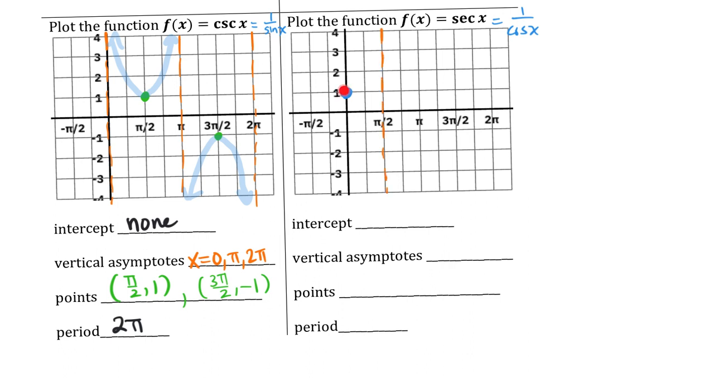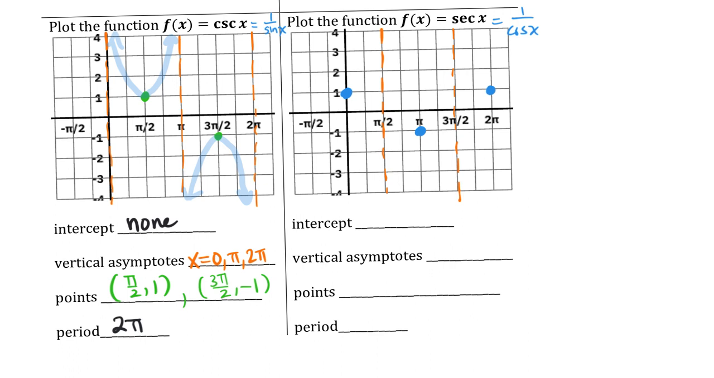So cosine goes 1, 0, -1. If I flip -1, 1 divided by -1 is -1. And then I normally go back to 0, but if I do 1 divided by 0, undefined. And then if I keep going, where am I going to go? At 2 pi, I go back to 1, which is going to be up here.